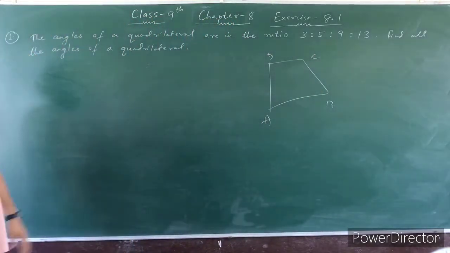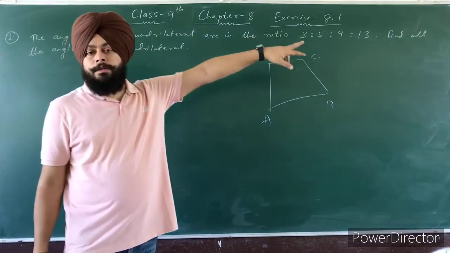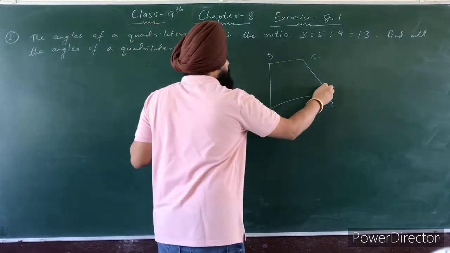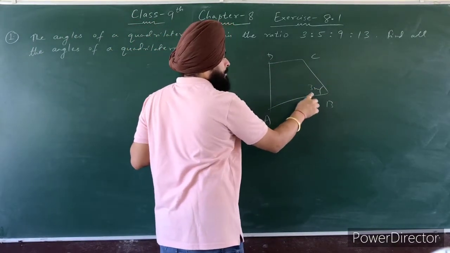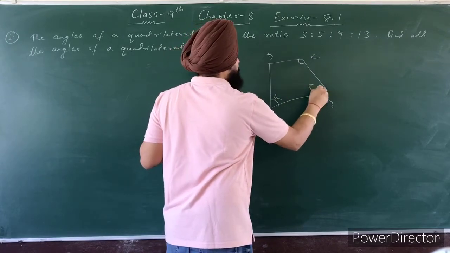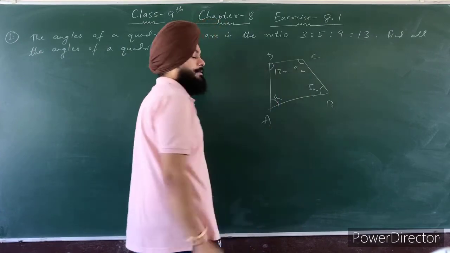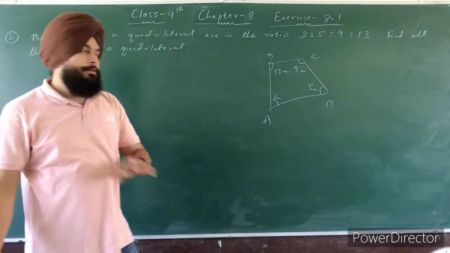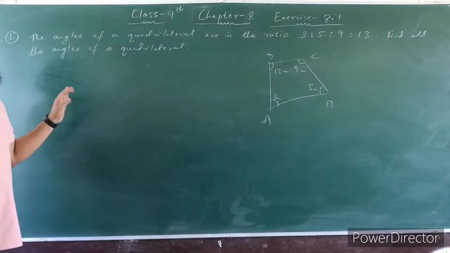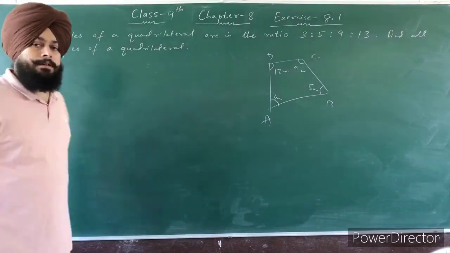So there is a given ratio for the angles, 3:5:9:13. So you have to take a variable with them. Take angle A as 3x, angle B 5x, C 9x, and D 13x. You have to take a variable with this ratio. So you can write here the measure of all the 4 angles are 3x, 5x, 9x and 13x.